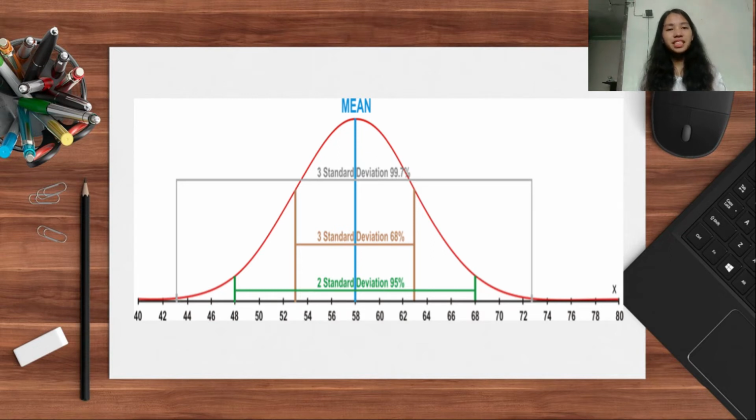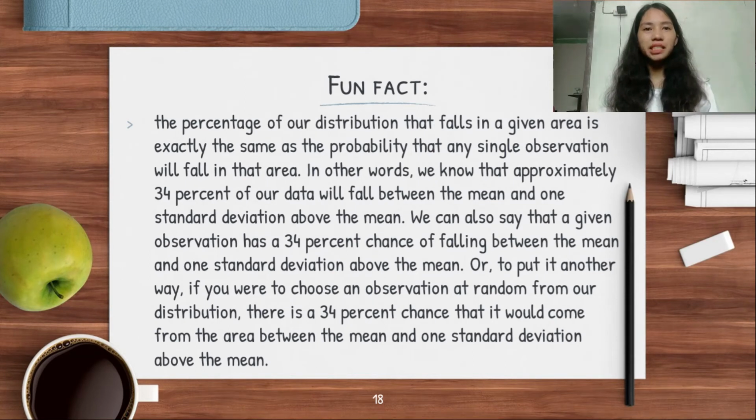The percentages mentioned here make up what some statisticians refer to as the 68%, 95%, 99.7% rule. These percentages remain the same for all normally distributed data. I've illustrated this principle in the graph below. Fun fact: the percentage of our distribution that falls in a given area is exactly the same as the probability that any single observation will fall in that area. In other words, we know that approximately 34% of our data will fall between the mean and one standard deviation above the mean.